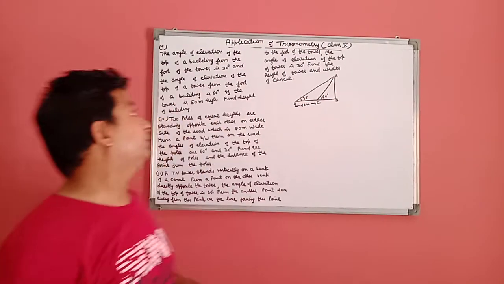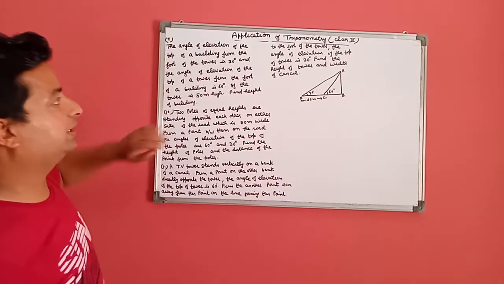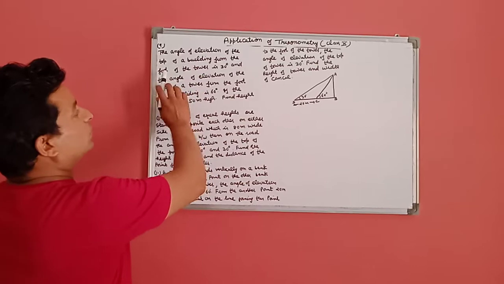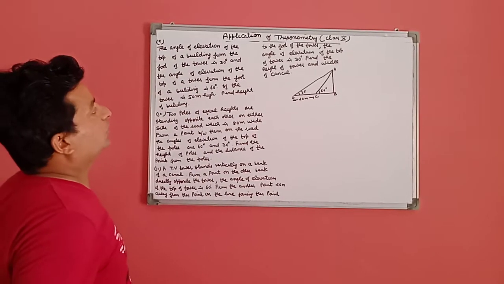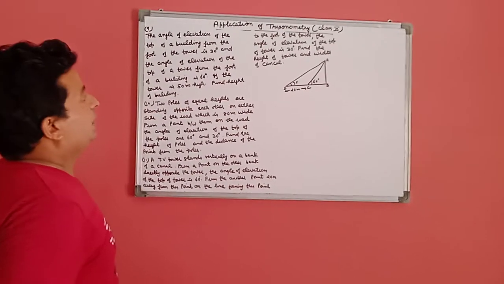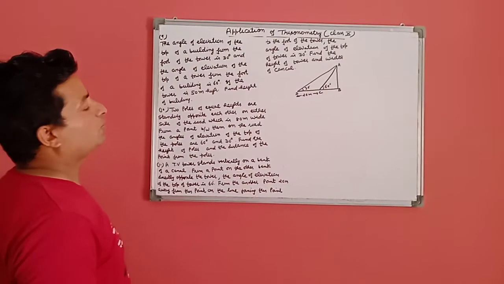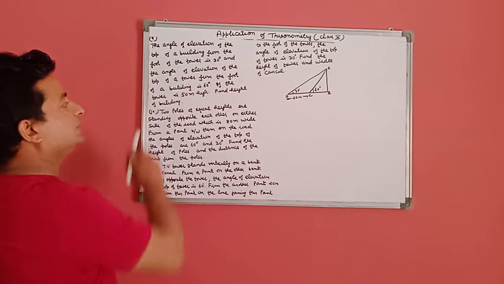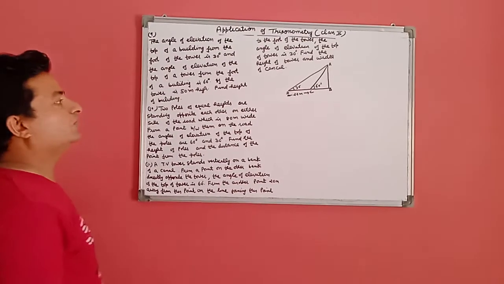There are another 3 questions, 9th, 10th and 11th. In question number 9, the angle of elevation of the top of a building from the foot of tower is 30 degree and the angle of elevation of the top of a tower from the foot of building is 60. If the tower is 50 meter high, find the height of building.